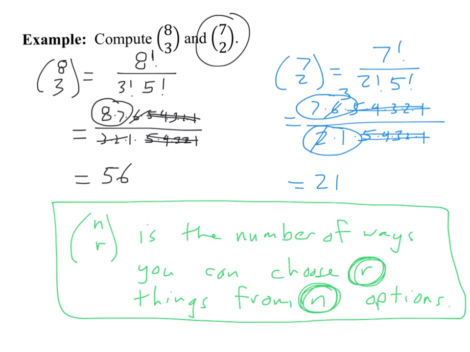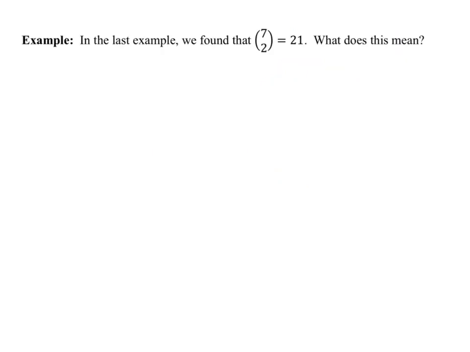And this is a little bit general right now, so I'd like to look at a specific example. Notably, I'd like to look at this. What does that thing mean? In the last example, we found that the combinatorial coefficient for 7, 2 is 21. What does that mean? According to the previous idea, it means that out of 7 objects, if we got to choose 2, how many ways could we choose them?